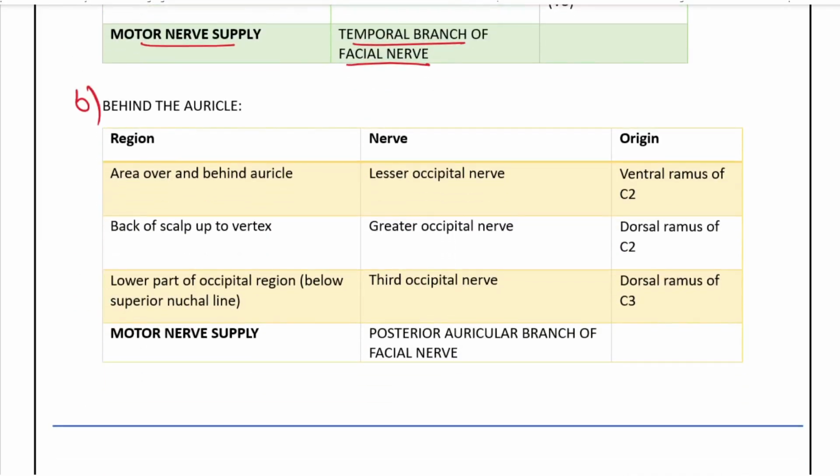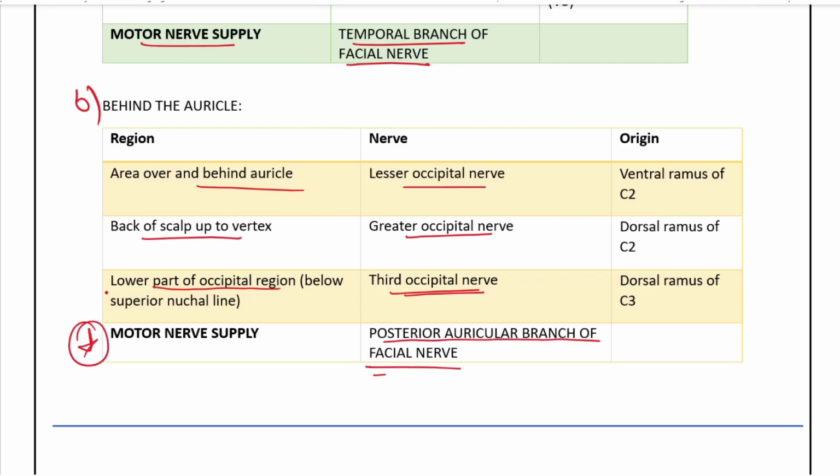Behind the auricle, the area over and behind is supplied by the lesser occipital. The back of the scalp up to the vertex is supplied by the greater occipital nerve. The lower part of the occipital region is supplied by the third occipital nerve, and the motor nerve supply is by the posterior auricular branch of the facial nerve. So this completes your answer on blood supply and nerve supply of the scalp.